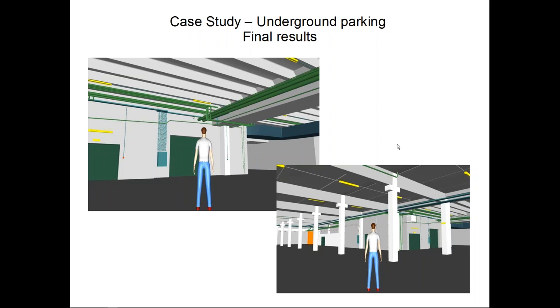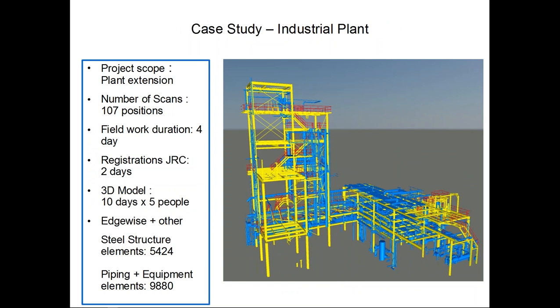These screenshots are made in a collaboration software from Autodesk, so that's something more that can be done. For my second case study, and this will be the one that I'm going to discuss the most, because here the true power of JRC and ClearEdge are seen. It's an industrial plant with lots of structural elements, with lots of piping and equipment.